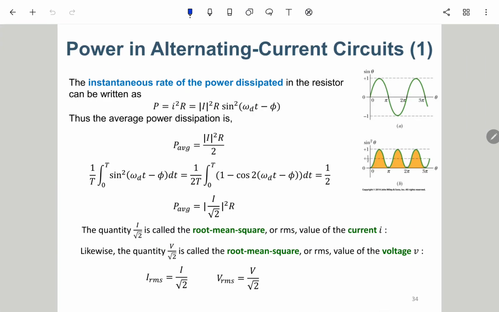Okay, so here is the power in AC. Maybe we just take a 10 minute break.